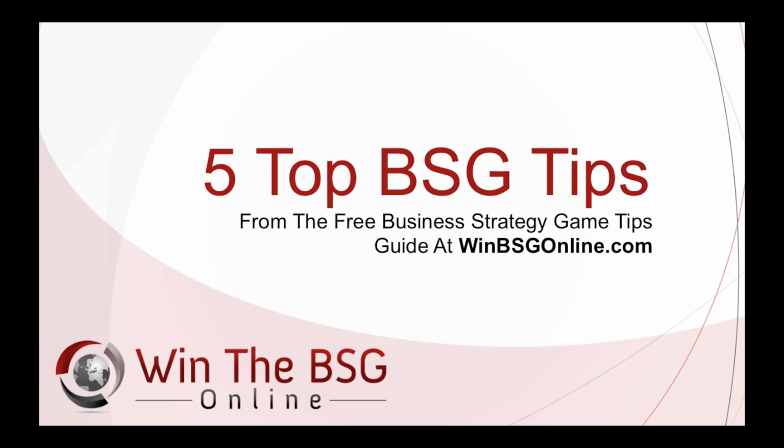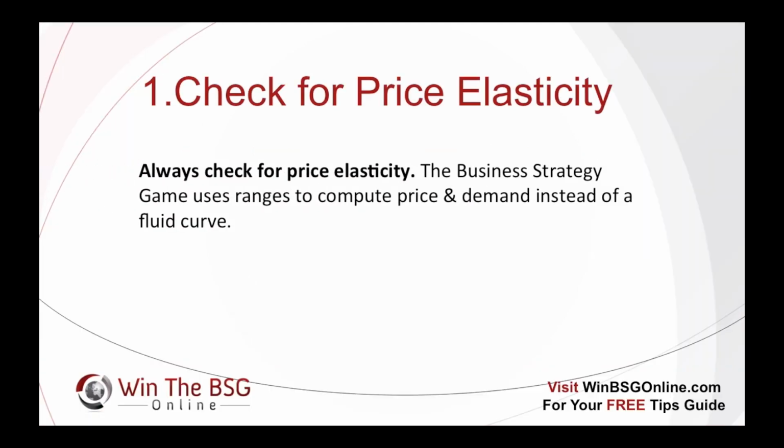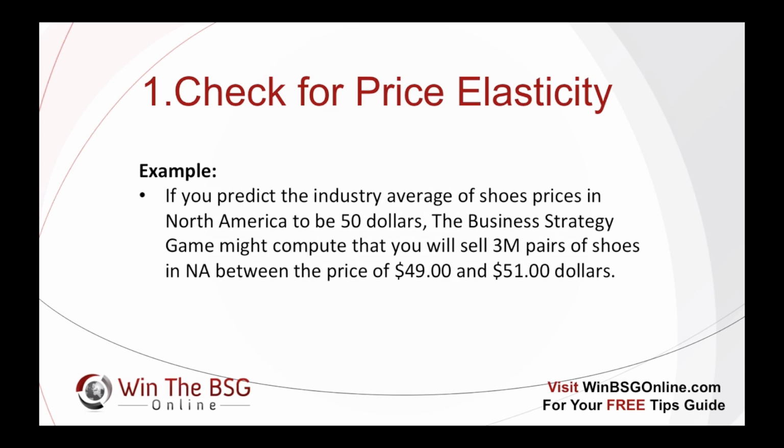Okay, so let's go ahead and get started. The first tip is to always check for price elasticity. The business strategy game uses ranges to compute price and demand and not a fluid curve. So, if you predict the industry average on the sales forecast screen of shoes in North America to be $50, the business strategy game might compute that you'll sell 3 million pairs of shoes in North America if you set your price between $49 and $51.